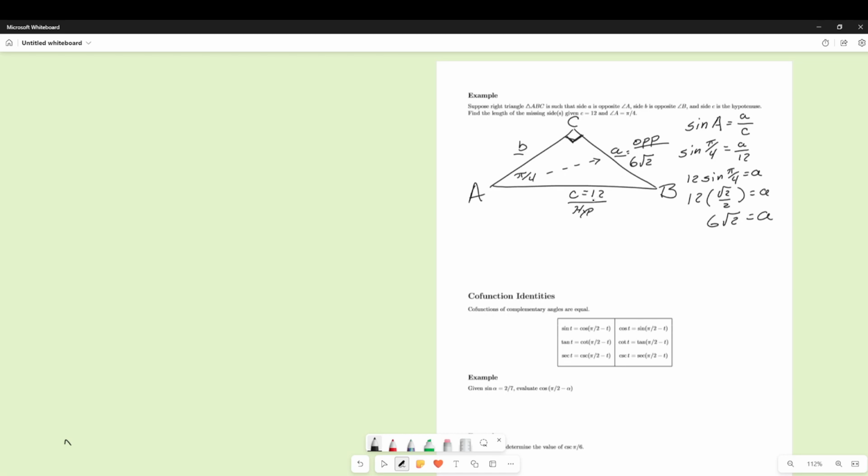Now we could use the 12, the 6 square root of 2, and the B in the Pythagorean theorem to find the length of B, but also, again, this is one of our special triangles. So we know that that's a pi over 4, so it's an isosceles right triangle. So the length A and the length B must be the same. So length B also has to be 6 square root of 2.